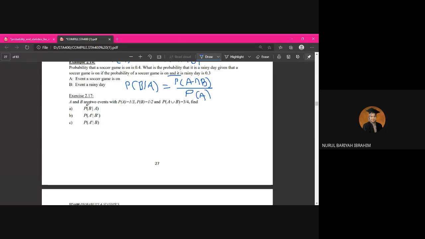Okay. Events A and B are two events with the probability of A is 1 over 3, probability of B is 1 over 2, and probability of A union B is 3 over 4. Find the probability of B given A. So, using the formula, it is the probability of A intersect B over probability of A. But now here, we don't have the probability of A intersect B, right? So we need this. How to get this value?